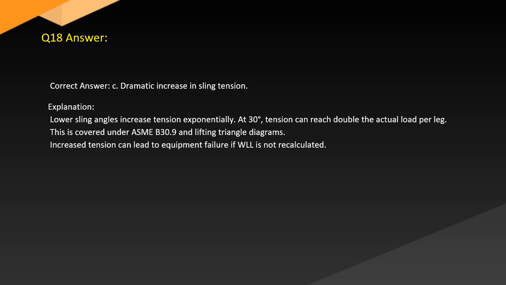Answer. Correct answer. C. Dramatic increase in sling tension. Explanation. Low sling angles increase tension exponentially. At 30° tension can reach double the actual load per leg. This is covered under SB.9 and lifting triangle diagrams. Increased tension can lead to equipment failure. Below 45° is not recalculated.